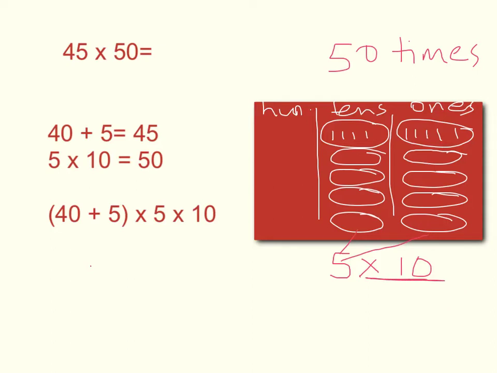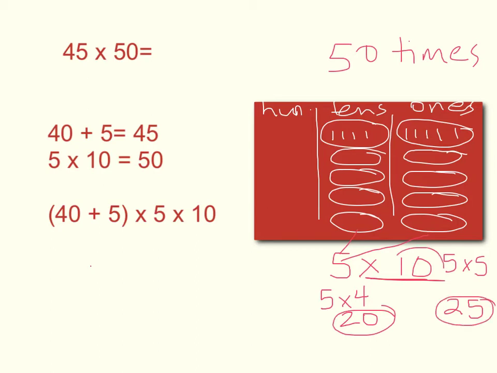But before we do the times 10, let's look and see what we have now. How many tens do we have? We had 5 groups of 4. So 5 times 4 is 20. So we have 20 tens. For the ones, we had 5 groups of 5. So 5 times 5 is 25. Now, we have 20 tens, 25 ones.